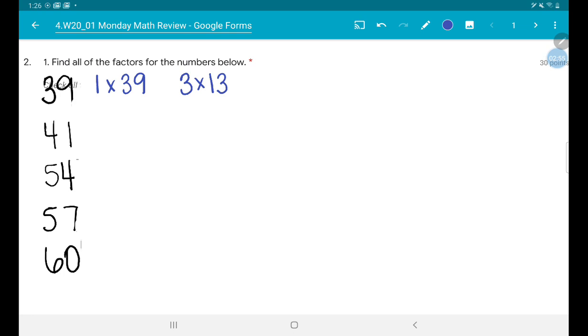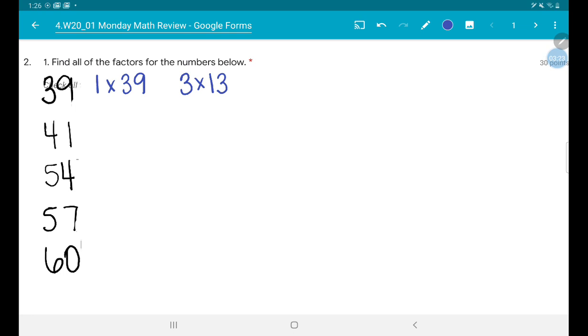And then we get to 13 next. I already have 13, so what does that tell me? We're done. Okay. Is 39 a prime number or a composite number? Composite. Very good. It has more factors than 1 and itself, so it's composite.